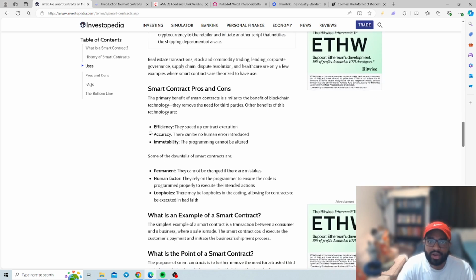Let's look into some smart contract pros. The primary benefit of smart contracts is similar to the benefit of blockchain technology: they remove the need for third parties. Other benefits of the technology are efficiency; they speed up contract execution. There can be no human error introduced. The programming cannot be altered.